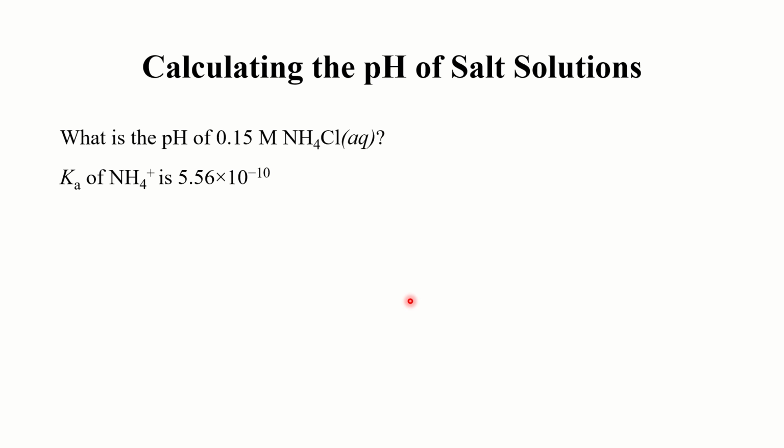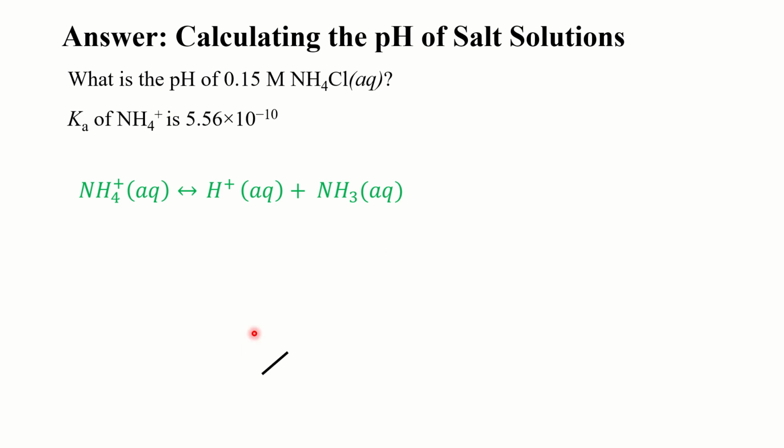All right, and we're going to end today by looking at calculating the pH of salt solutions. So what is the pH of a 0.15 molar solution of NH4Cl, given that the Ka of NH4+ is 5.56 times 10 to the negative 10th? Sorry, my animations got slightly out of order there, but I will highlight the key information. We've got the concentration, we've got the salt we're dealing with, and we've got the given Ka value.